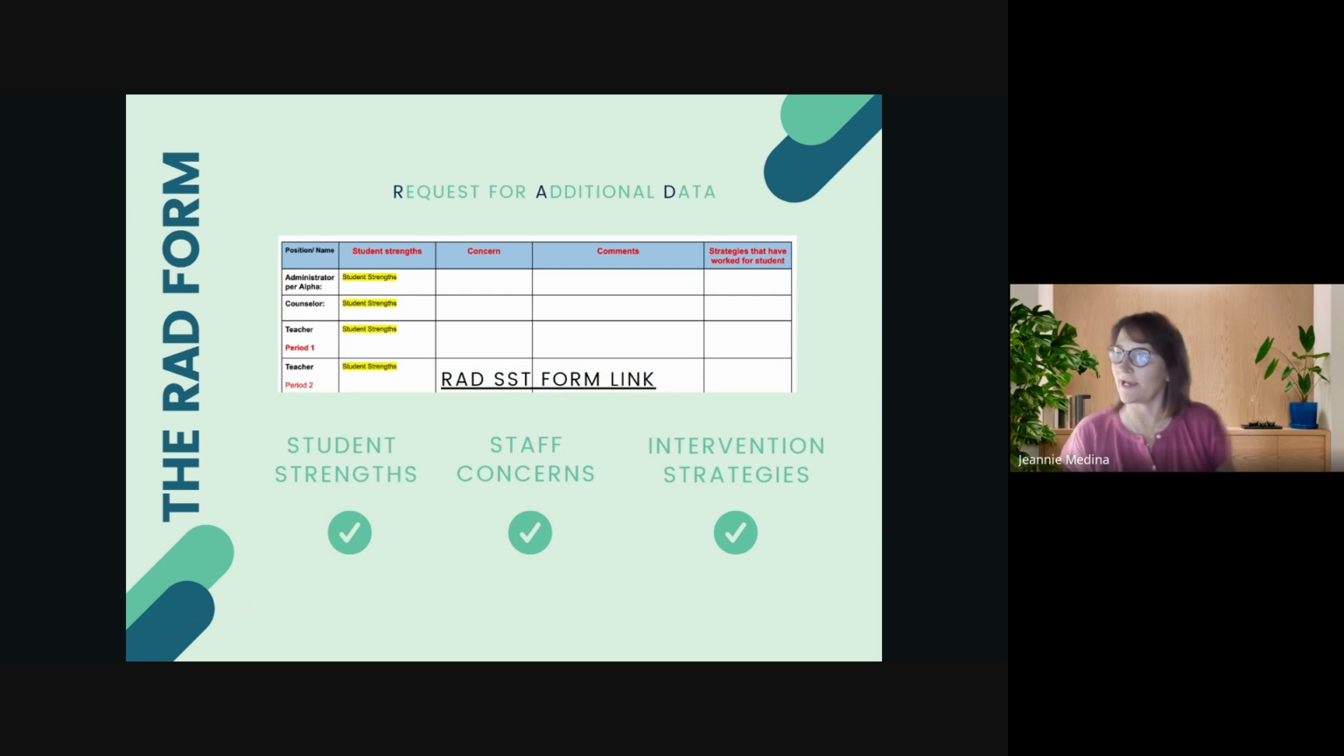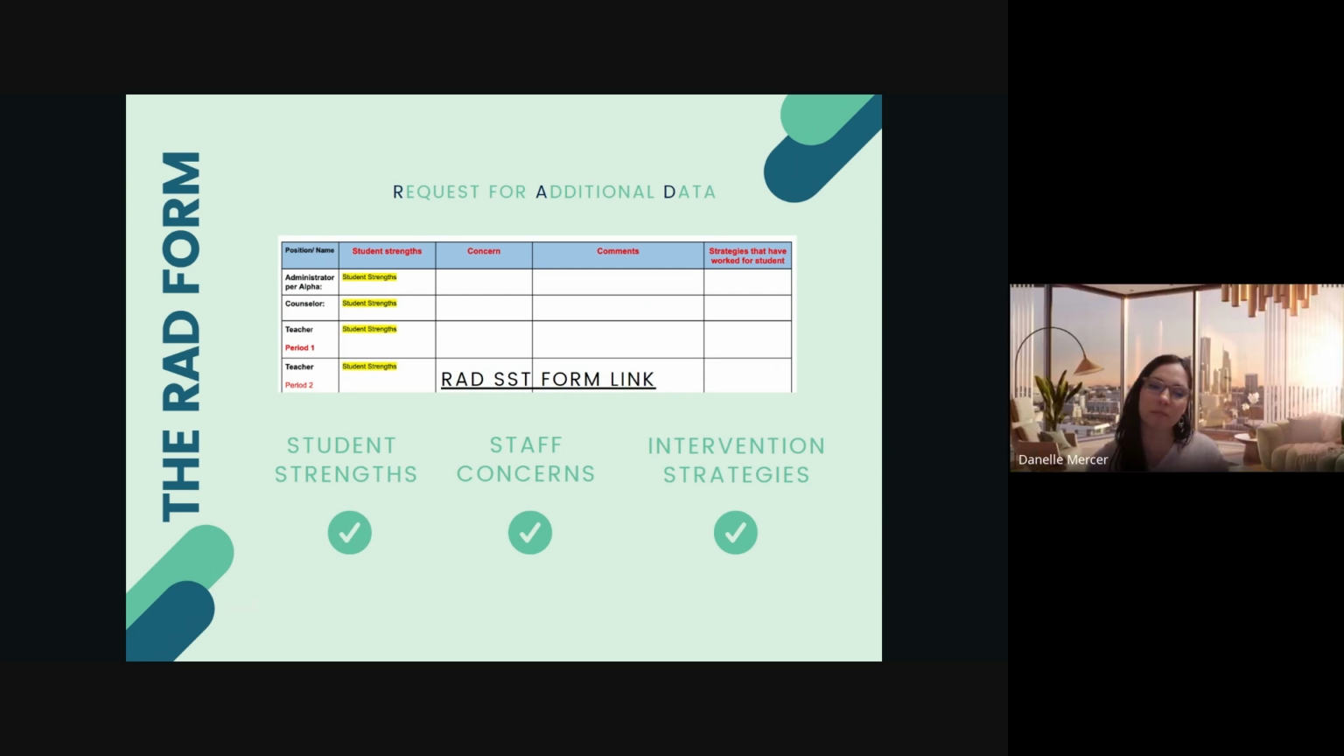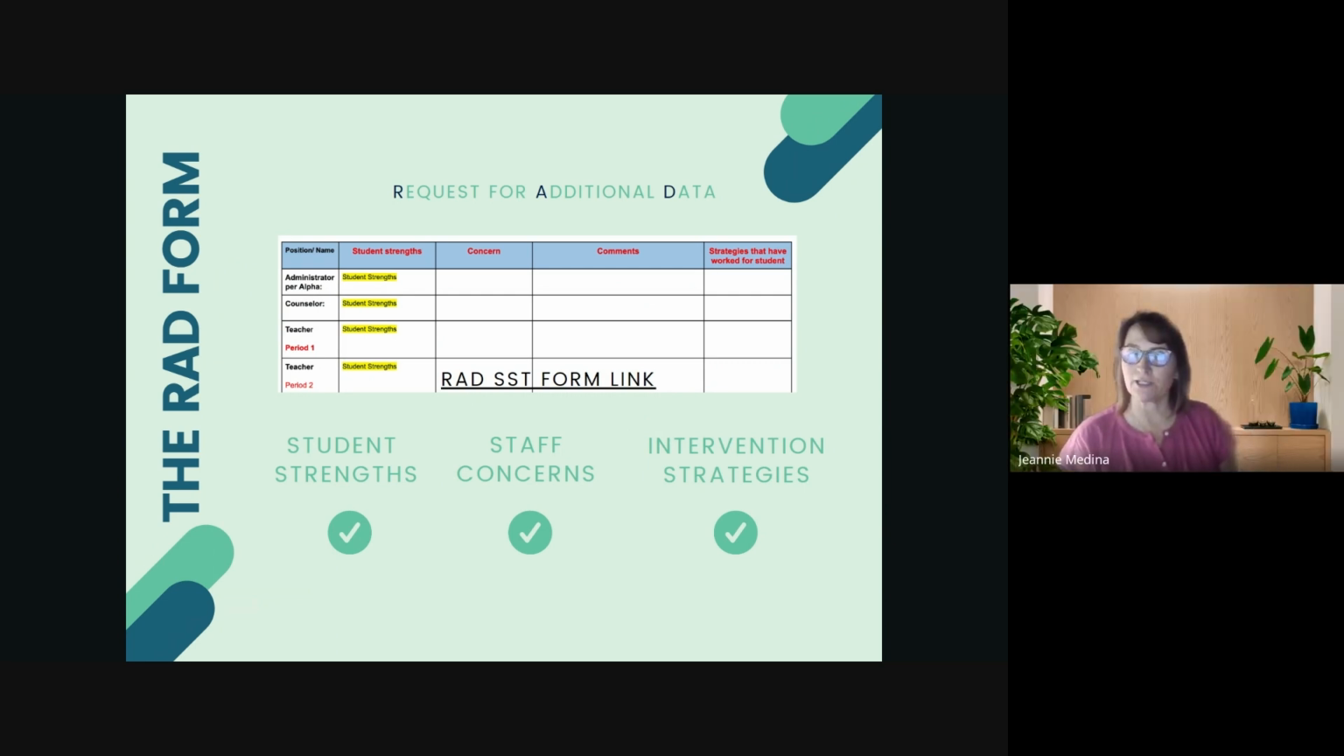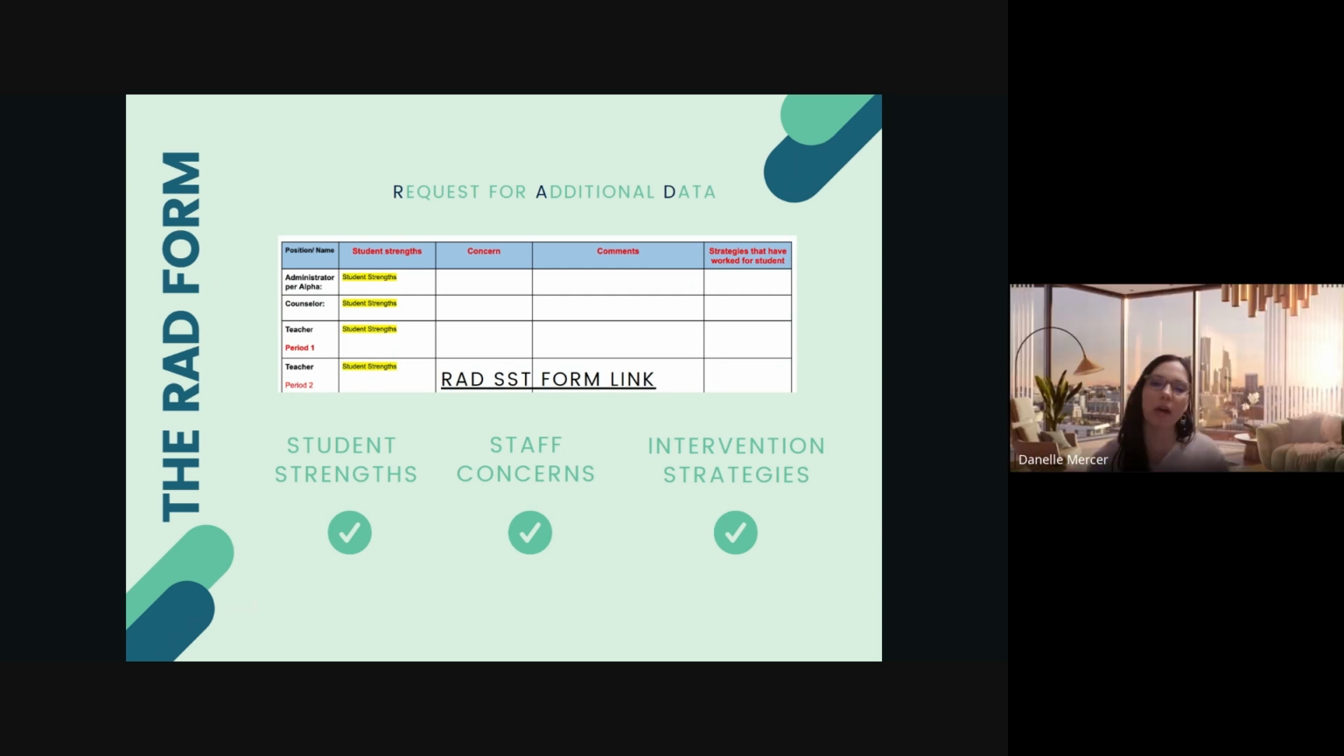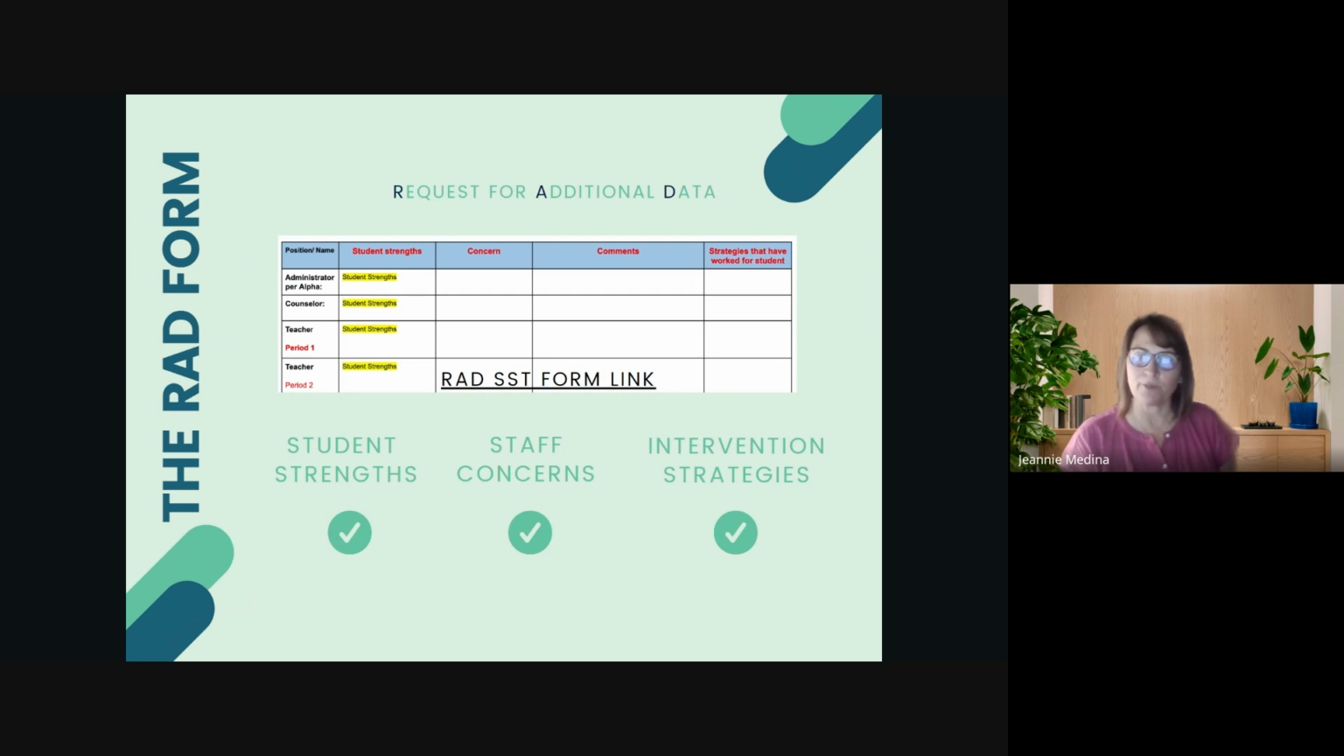Well, I think we should add, Danelle, that our sites currently use a checklist. In most of our sites use a checklist. Correct. And we are hoping that they will move to a request for additional data form or a RAD form in order to tell more of the story.